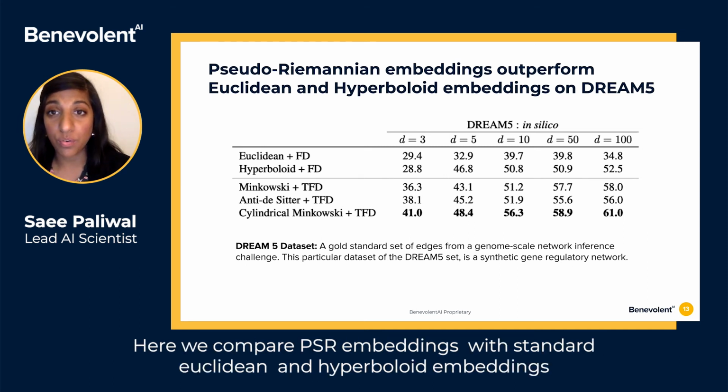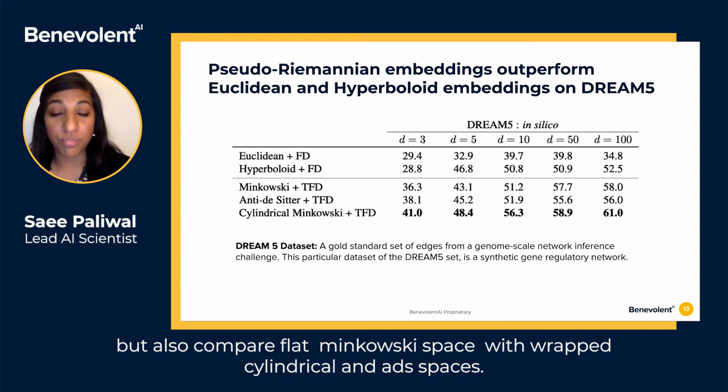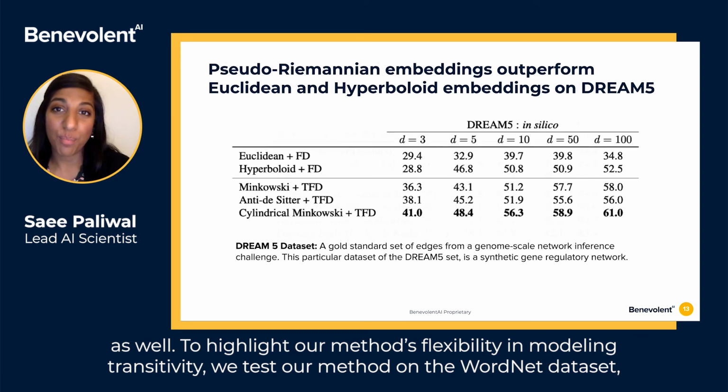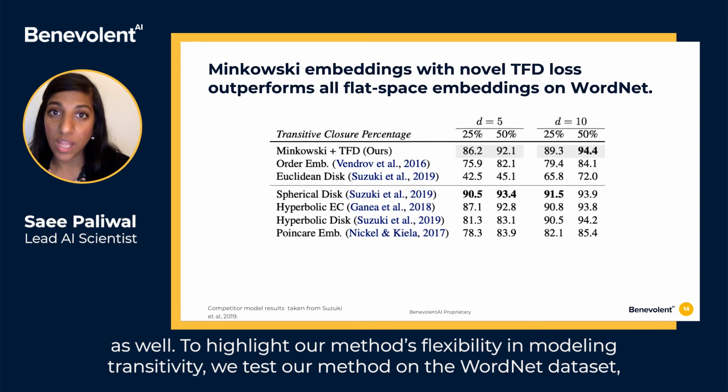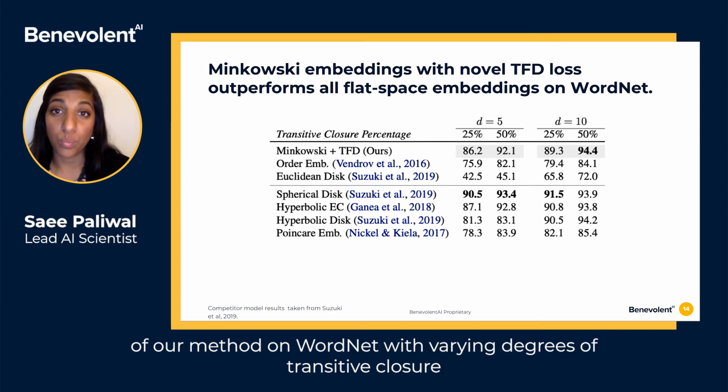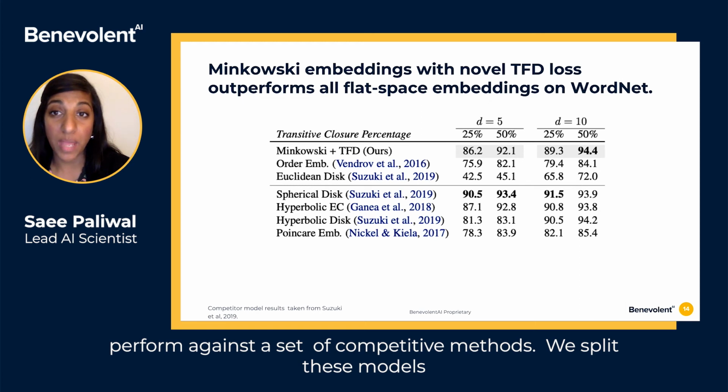Here we compare Pseudo-Riemannian embeddings with standard Euclidean and Hyperboloid embeddings, but also compare flat Minkowski space with wrapped cylindrical and anti-de Sitter spaces. Interestingly, we see that cylindrical Minkowski outperforms all the Pseudo-Riemannian manifolds as well. To highlight our method's flexibility in modeling transitivity, we test our method on the WordNet dataset, a standard dataset in directed acyclic graph inference. Here we show how the performance of our method on WordNet with varying degrees of transitive closure performs against a set of competitive methods.